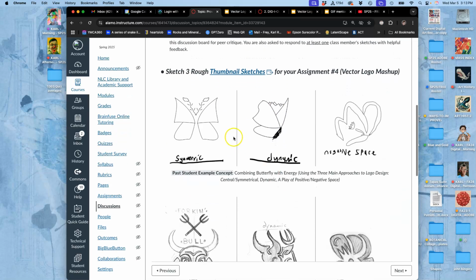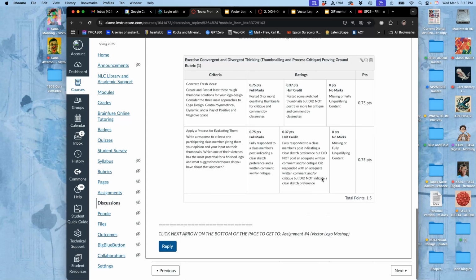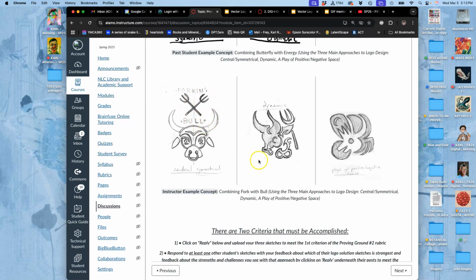Proving ground number 2 is where we sketch our idea first centrally symmetrically, then dynamically, then with the play of positive negative space. It's fun to think of your personal patriotic symbol as maybe a mashup of two things. So this was a mashup of butterflies and electricity. It was for a different theme, but you can see how that's explored in each of these. This was a mashup of a bull and a fork, because it's for Forkin' Bull Barbecue. And you can see the different approaches. Again, we're not going to use text in ours.